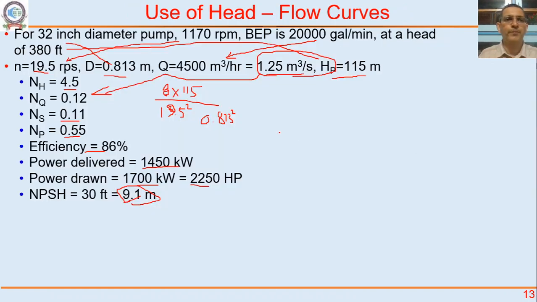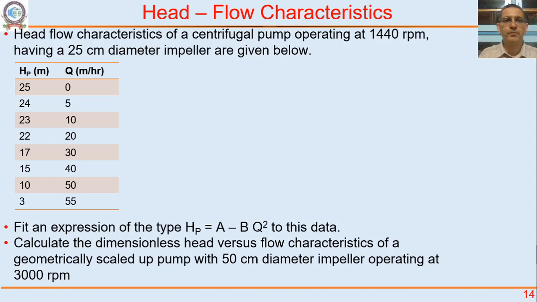Let's go forward. Okay, so the head flow characteristics of a centrifugal pump operating at 1440 RPM having a 25 centimeter diameter impeller are given here. HP versus Q. Oh, Q is not meter per hour, it is meter cube per hour. Let me make that correction. Okay, so flow is in meter cube per hour.